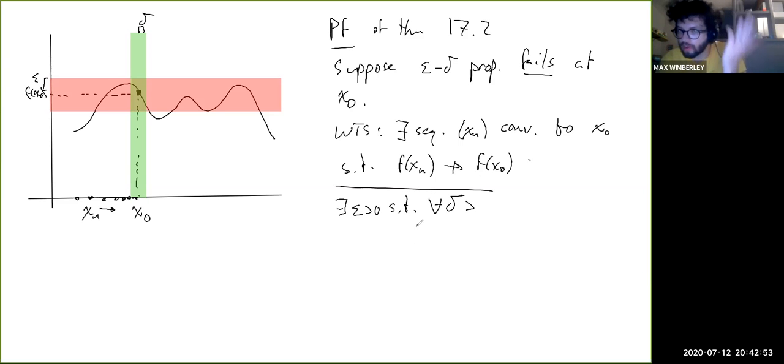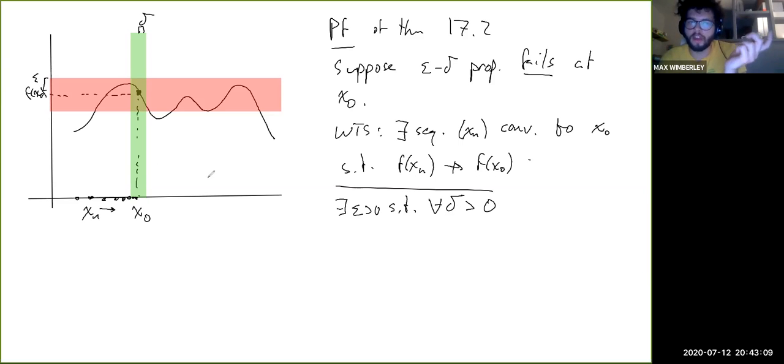Because we're saying there's no good choice of delta. So in other words, every choice of delta is bad, right? For all deltas greater than 0, now we want to say that delta does not work, right? That delta is a bad choice of delta. And what does that mean?